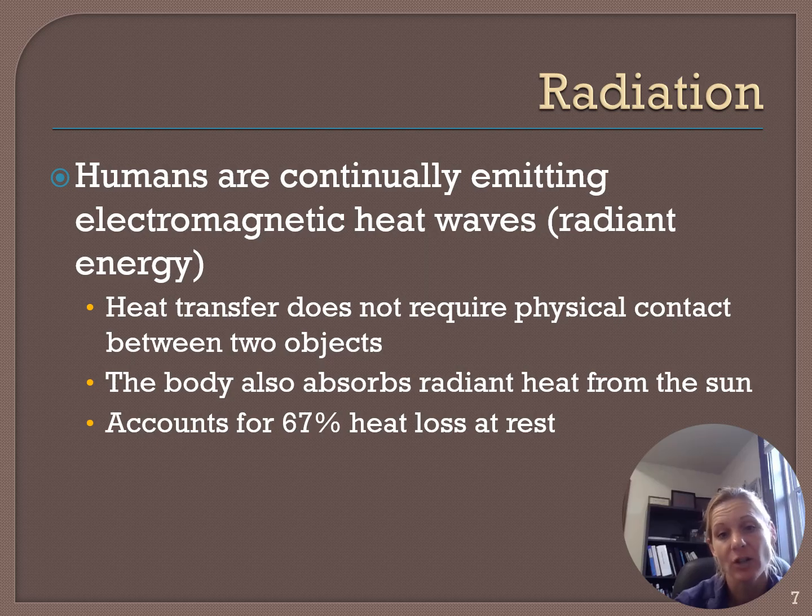Okay, so let's start with radiation. When we think about how radiation works, essentially, radiation involves us having these electromagnetic heat waves or radiant energy. Basically, we have these electromagnetic rays shooting off of us in every direction, and it produces what's called radiant energy. And in order for us to lose heat in this way, we don't have to have a physical connection to something around us.